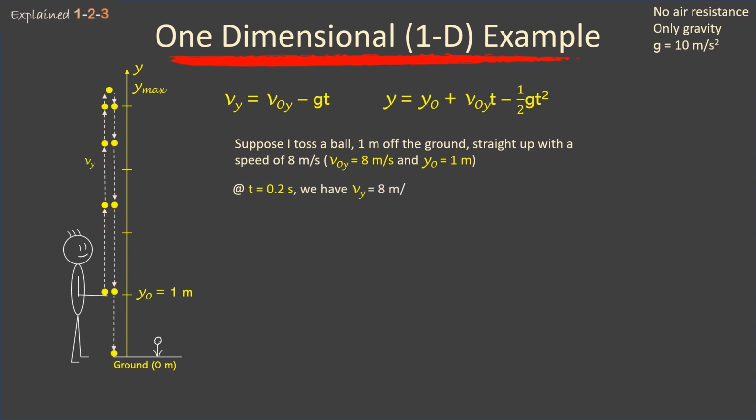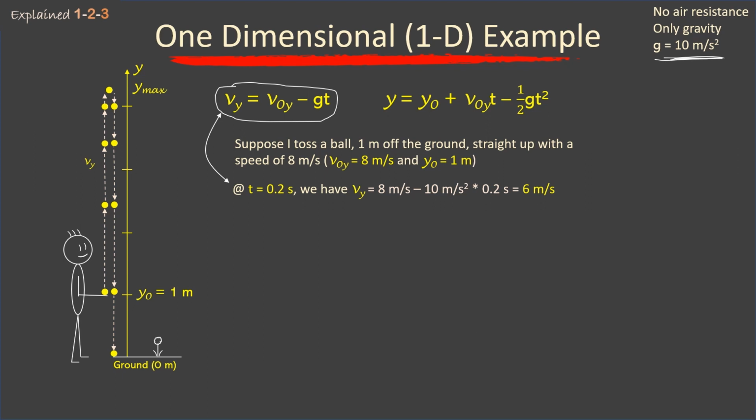At a small time increment later, 0.2 seconds later, we have the velocity, v sub y, equals 8 meters per second minus 10 meters per second squared times 0.2 seconds. And that comes to 6 meters per second. This is just by using the first equation up there for velocity. Very simple. And note that we approximate the gravity to 10 meters per second squared, just to simplify the calculation.